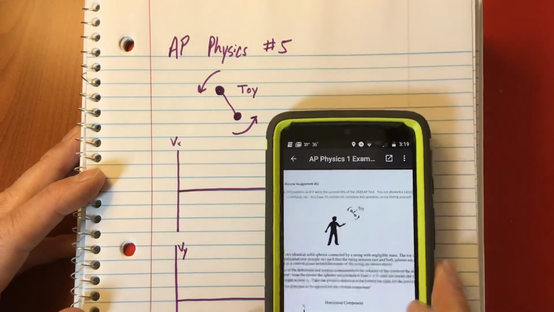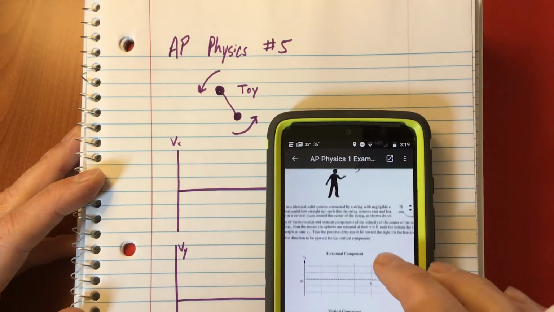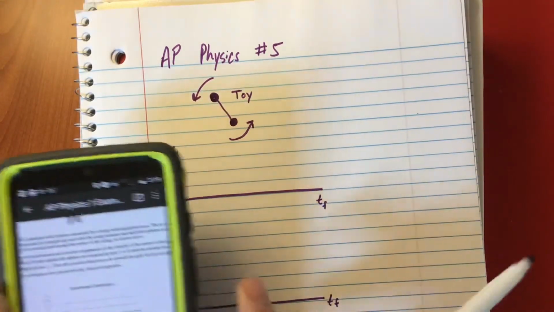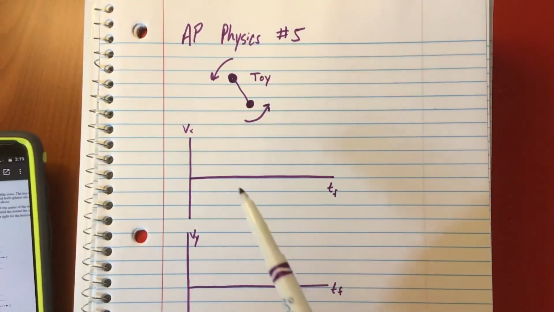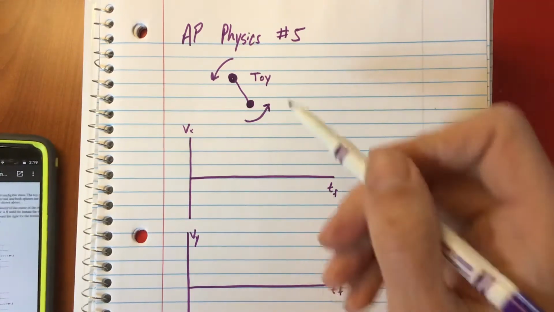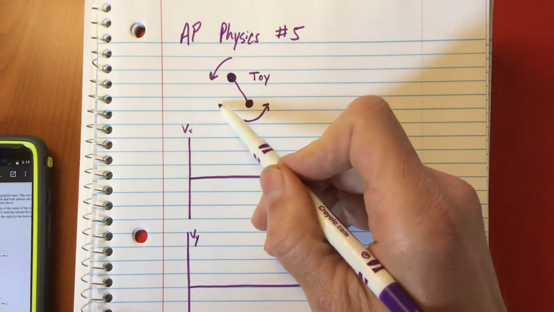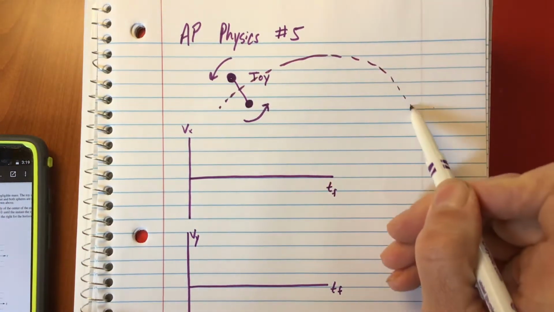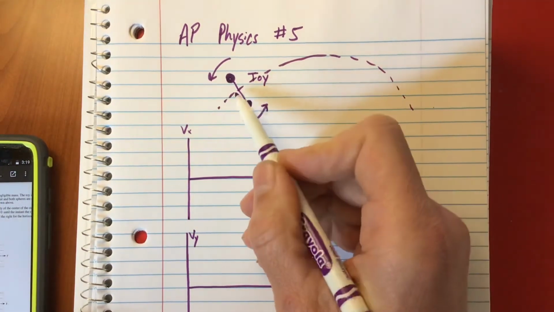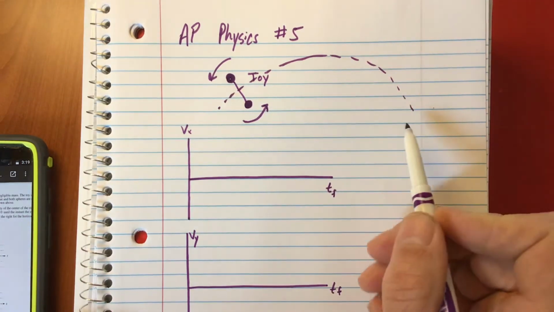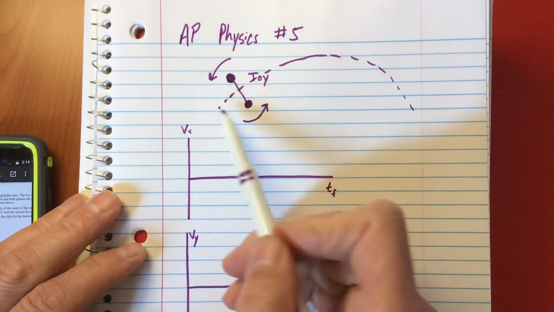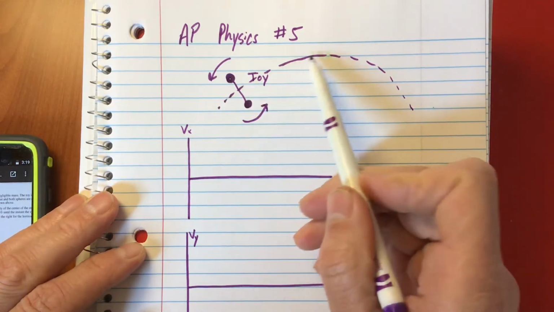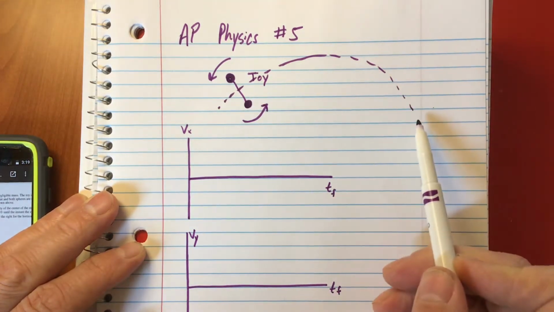And the first question asks about the horizontal and vertical components of the velocity of that center of mass as it goes through its projectile motion. So I'm thinking about something that looks like this. Here's its trajectory, and the center of mass is going to follow that path. So really the fact that the toy is rotating clockwise doesn't affect the fact that the center of mass will just travel like a projectile.